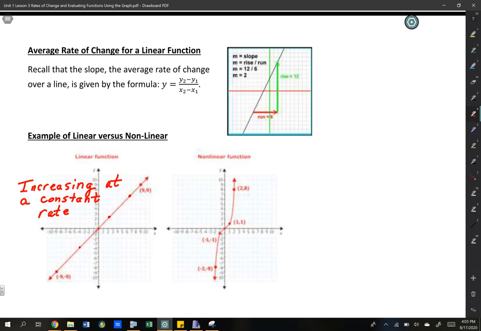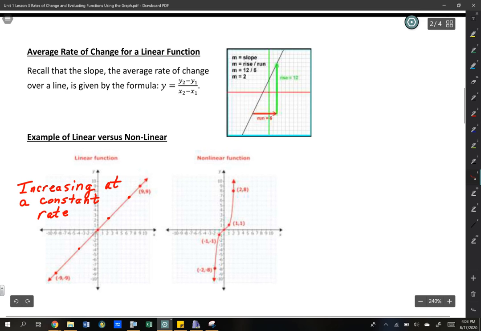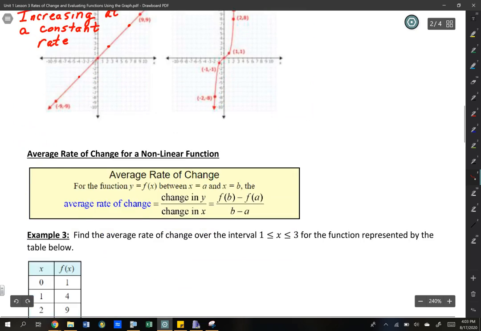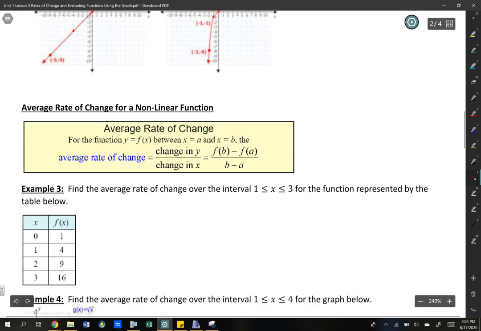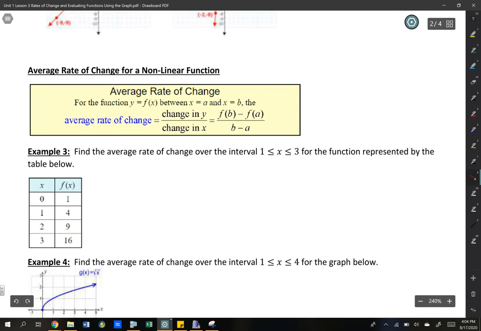Now, if you look at a nonlinear function, the slope changes. So, we have positive slope here, and maybe a little smaller value for the slope here, and very steep slope here. So we want the average of that when we're talking about nonlinear. Our average rate of change for a nonlinear function has this formula. When we're looking at the function over an interval from a to b, we can find the average rate of change using this formula. So let's look at some examples so you know what I'm talking about.